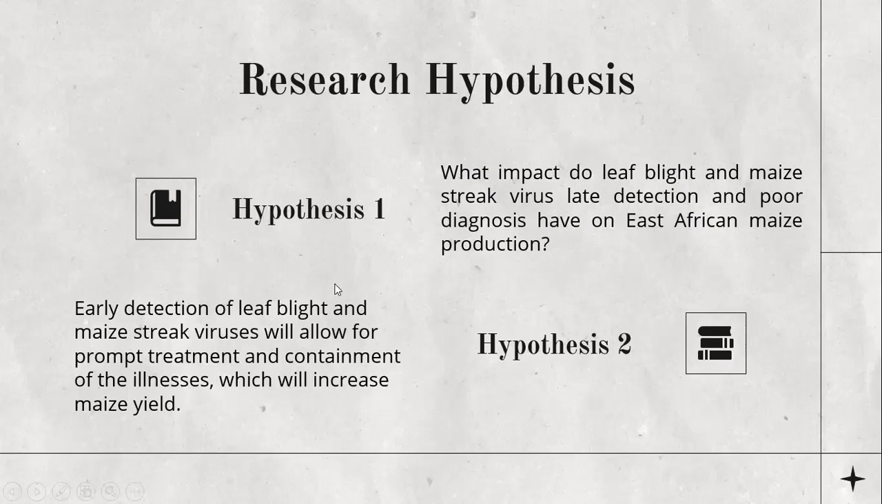The second one looked at early detection of leaf blight and maize streak. According to this hypothesis, we assume that if we are able to carry out early diagnosis and detection, this will allow for treatment and containment of the illnesses in time, which will boost maize production, because we shall be able to prevent the spread of these diseases early and also treat them while they are still in their early stages.